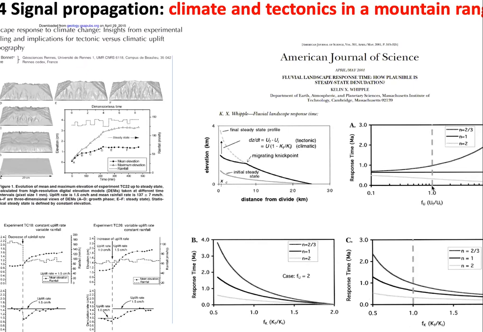So here, for instance, one means there is no change. Here means 10 times increase in uplift. And this is 10 times decrease in uplift. Okay. And basically power law, so a stream power profile like this, and how much time it takes to reach steady state, with different values of n, the slope exponent of the stream power law.